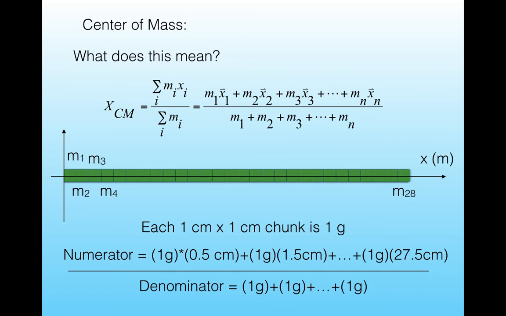I'm going to simplify this a little bit because I can look at this system. I know that every single part on the numerator has 1 gram. I can factor that out. And now I'm just adding up all of these distances. If you look at the first one, which is 0.5, and the last one, which is 27.5, they add up to 28. If you do the same thing for the second mass and the second to last mass, they also add up to 28, and so on and so forth. And there's 14 of those pairs.